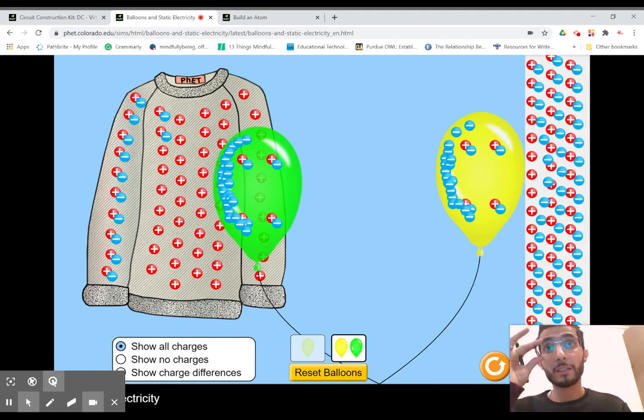Now, despite the fact that it is called static electricity, static electricity is not enough to turn on your devices, your mobiles, for example, that you're using to watch me now, or your TVs, or your washing machine. So static electricity is not enough to make these devices work. Instead, we need electric current or current electricity.